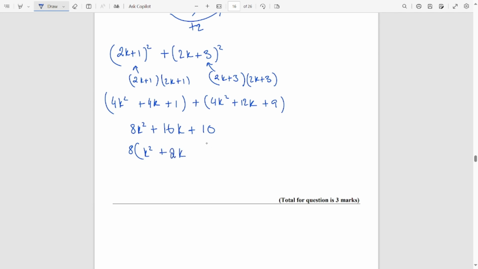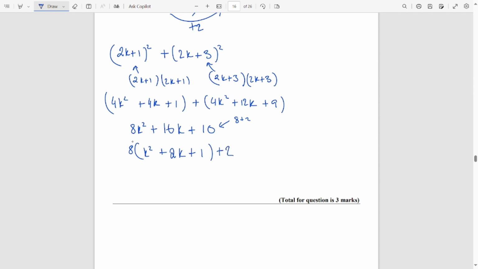Now the last term isn't divisible by 8, and this is where the remainder 2 part comes up. 10 can be written as 8 plus 2. There's an 8 in there, but it's 2 more than a multiple of 8. So if you factorize the 8 out of the 8 part, you've got plus 1, and then 2 left over.